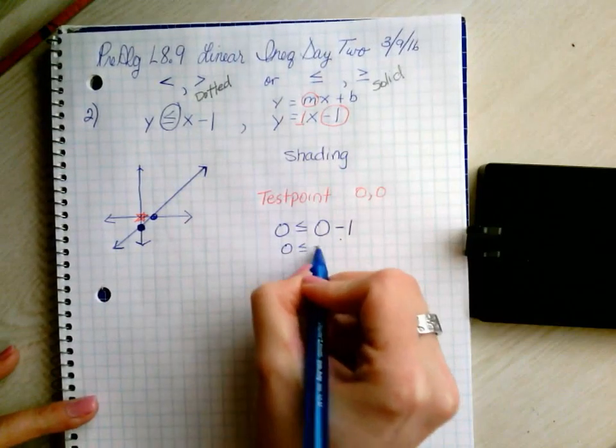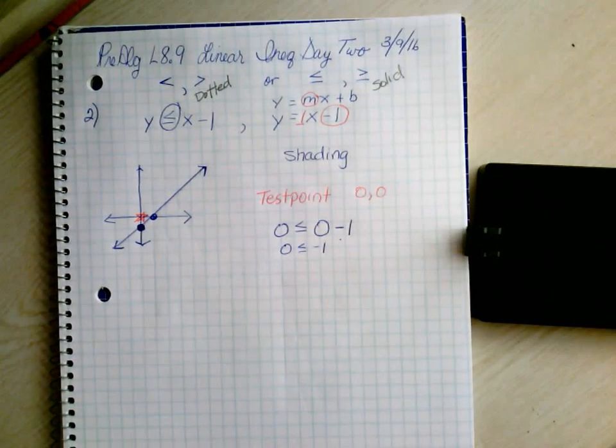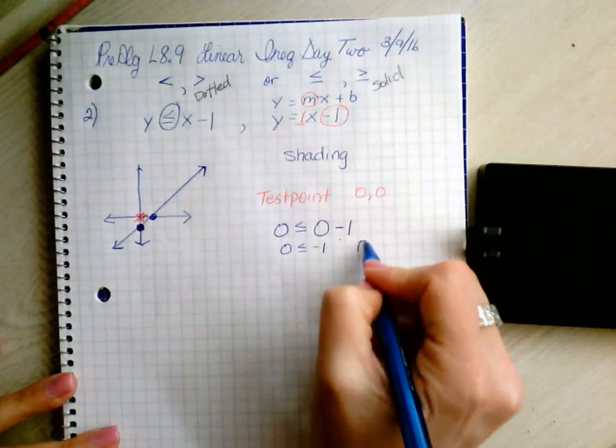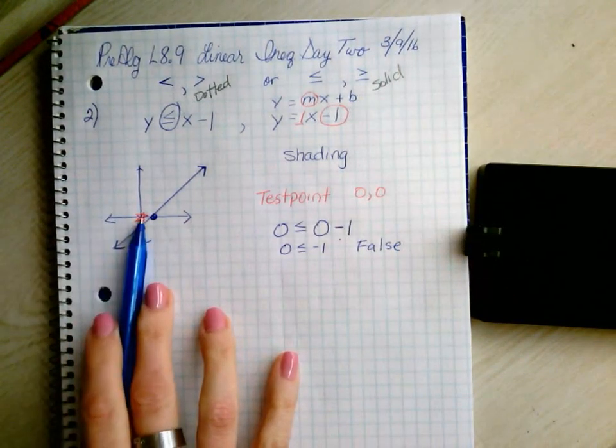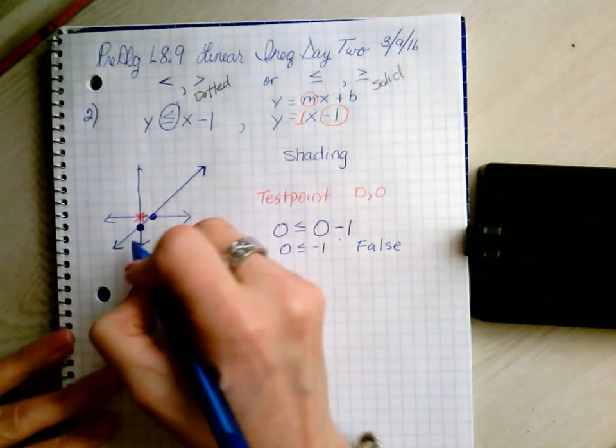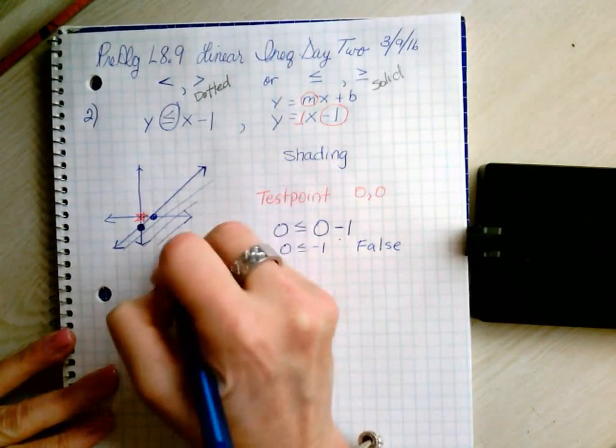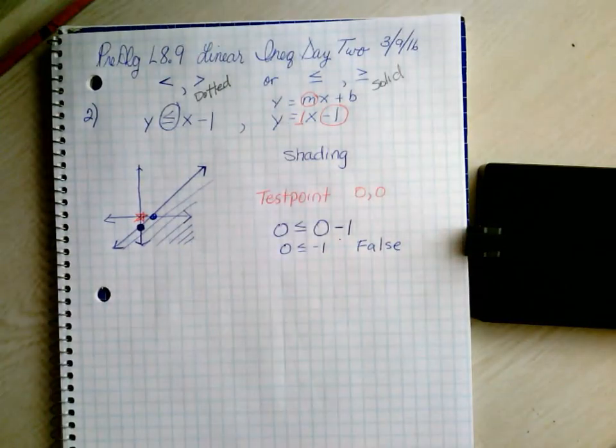0 is less than or equal to negative 1. Is that true or false? False. It is false. So will I shade the side that includes the false? No. The other side gets shaded. Okay? That, my friends, is the brief answer to number 2.